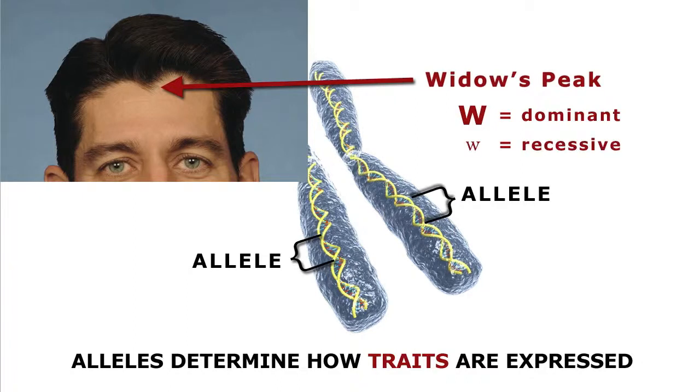So what are the allele combinations possible for widow's peak? Well, you could have two dominant alleles, and you'd have a widow's peak. You could have one dominant allele and one recessive allele, and you'd still have a widow's peak. But if you had two copies of the recessive allele, you would not have a widow's peak. You'd have a straight hairline.